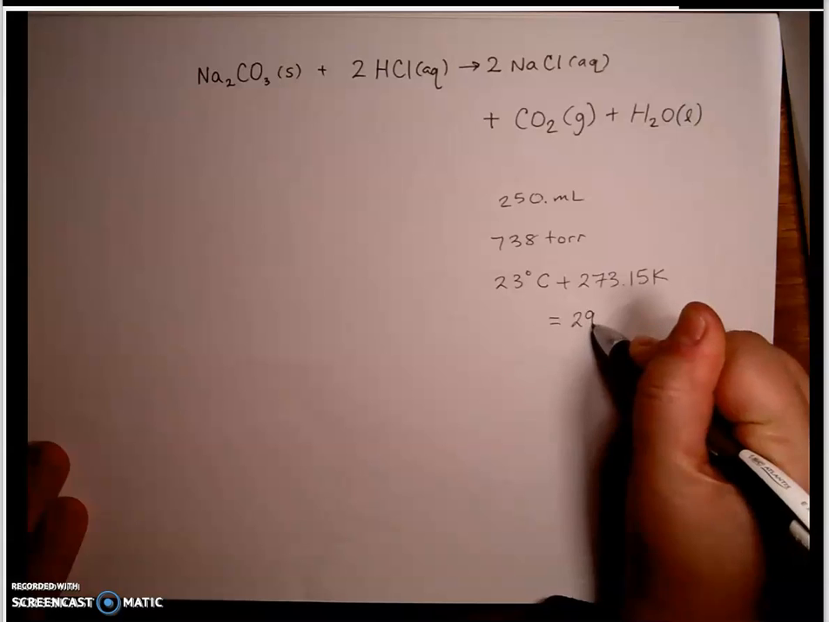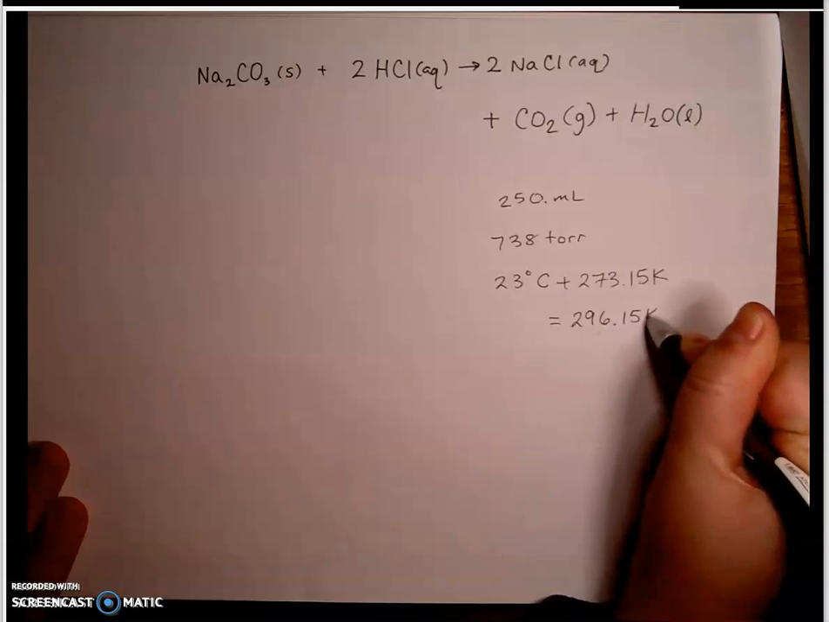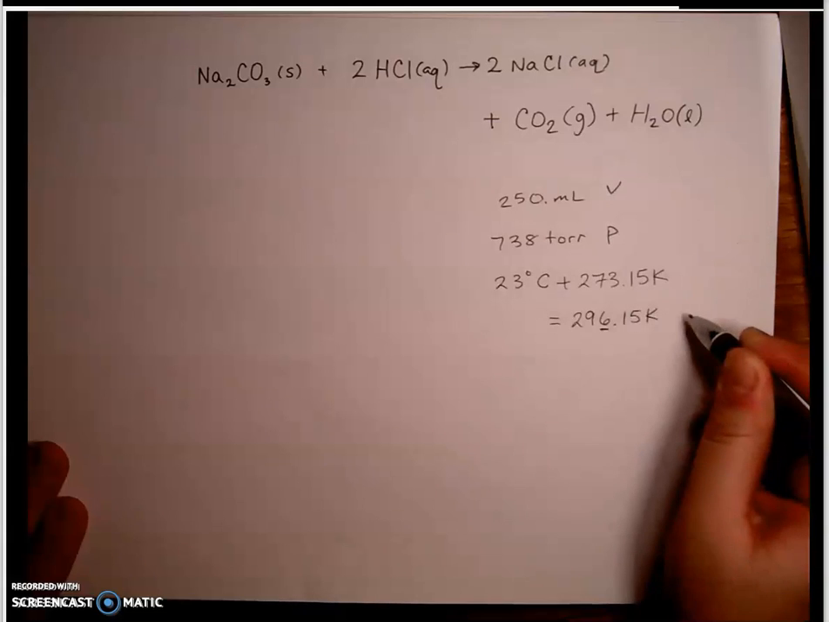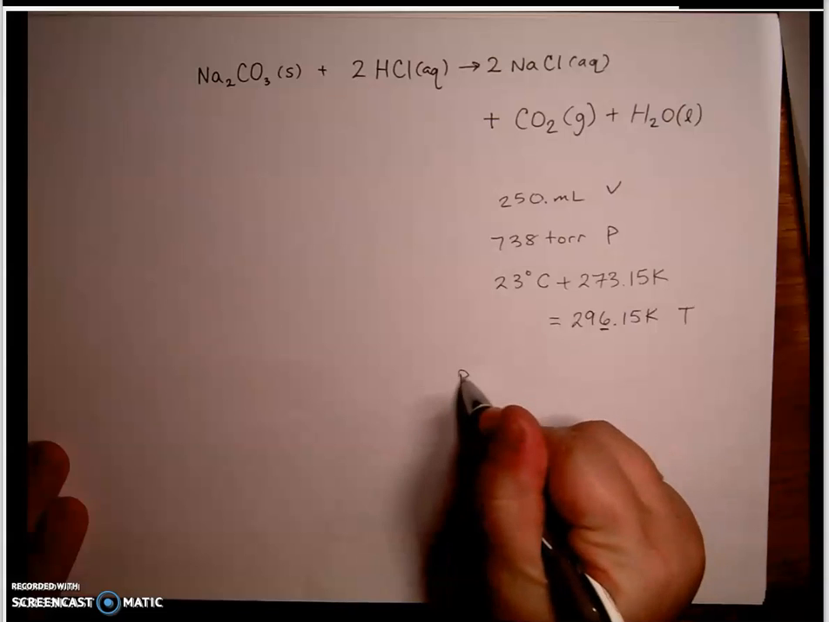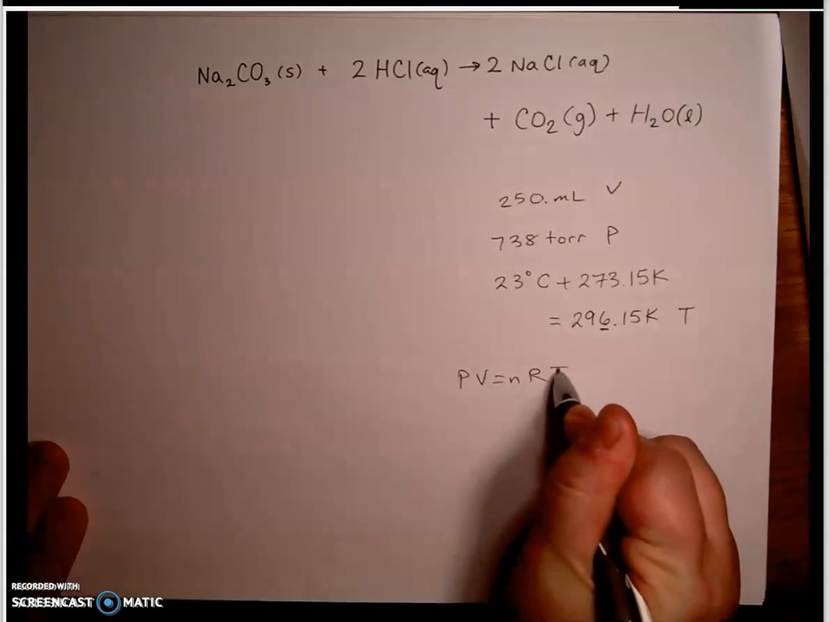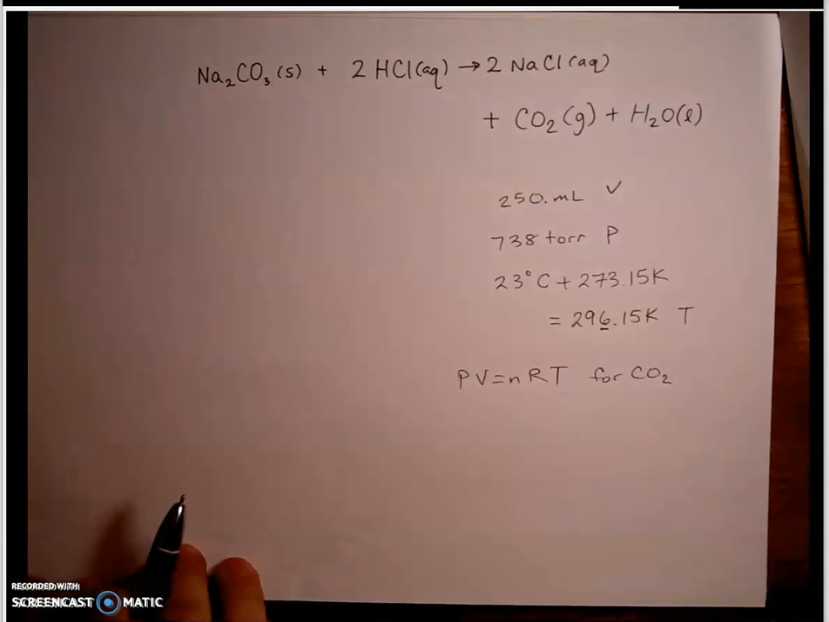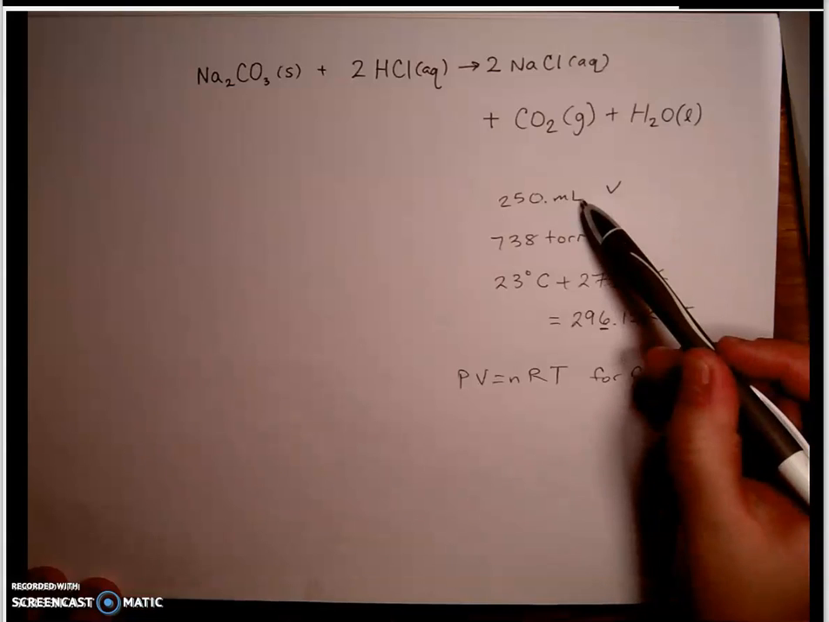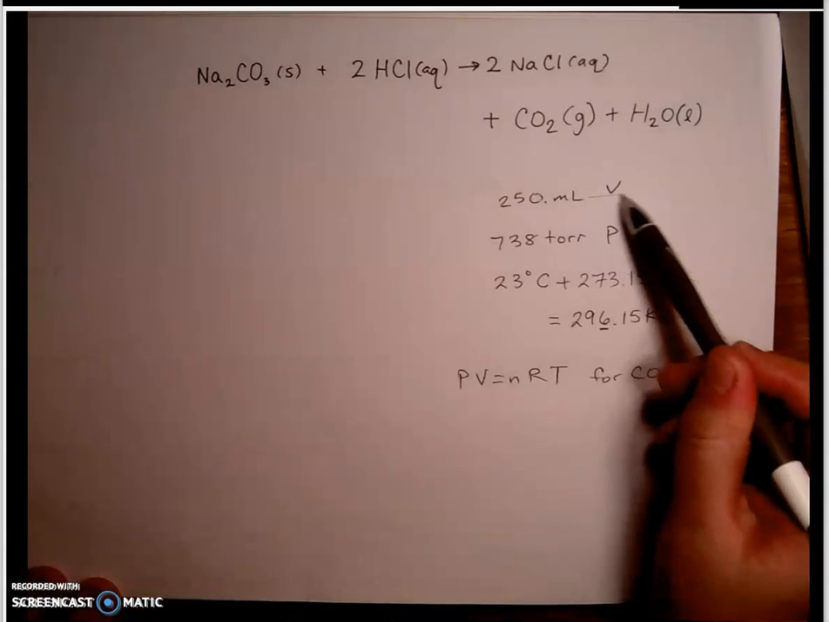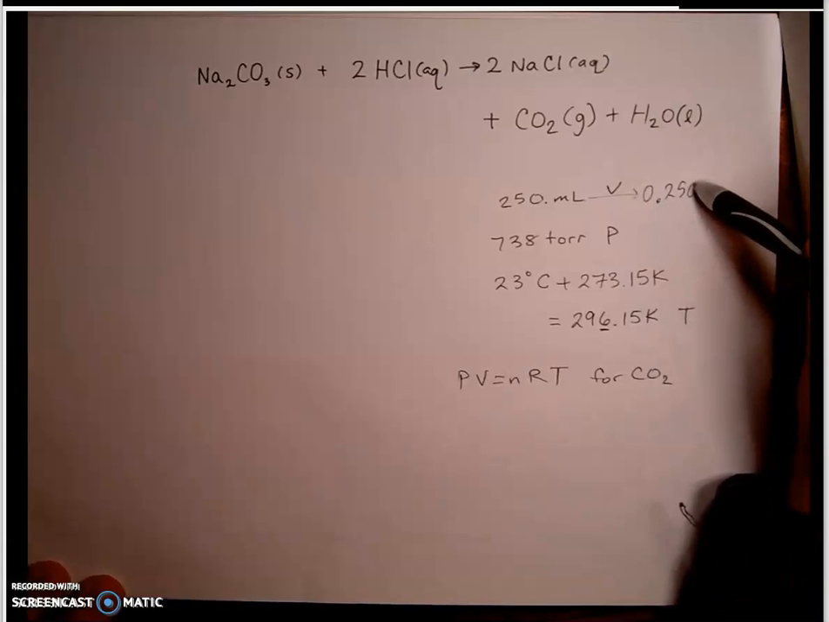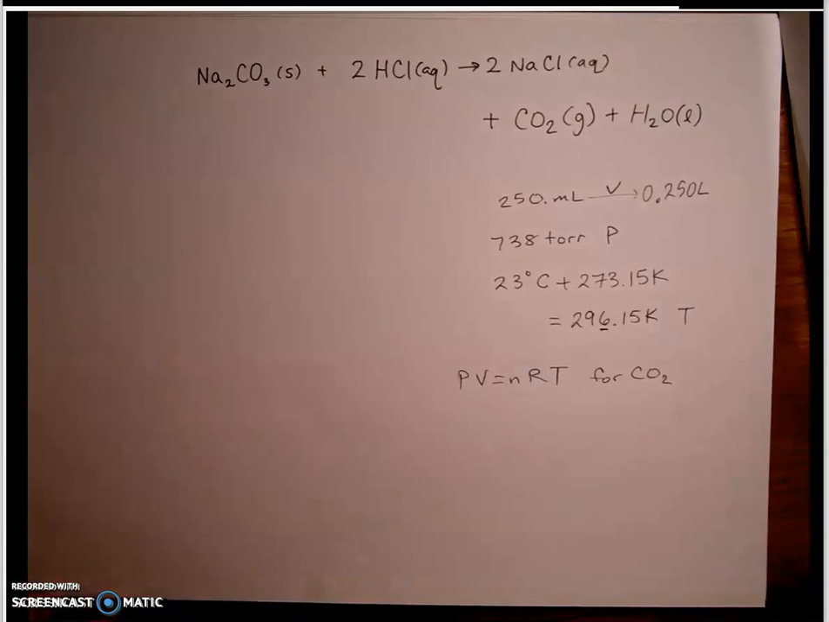We get 296.15 Kelvin. 3 significant digits because we keep the ones place. Just labeling my variables, volume, pressure, and temperature. And those are going to end up going into the ideal gas law to solve for moles, n of CO2. We also have to convert the volume that's given in milliliters. 250 milliliters times 1 liter over 1,000 milliliters equals 0.250 liters.